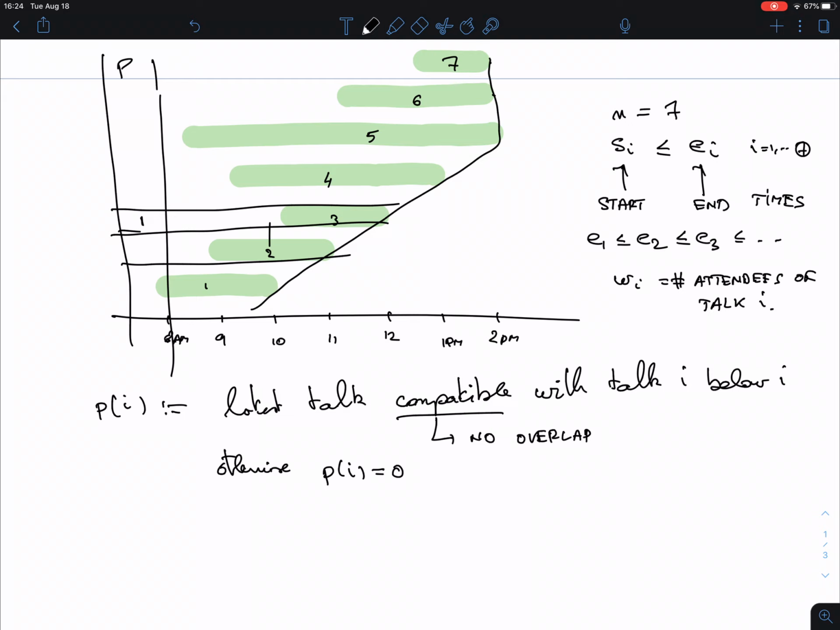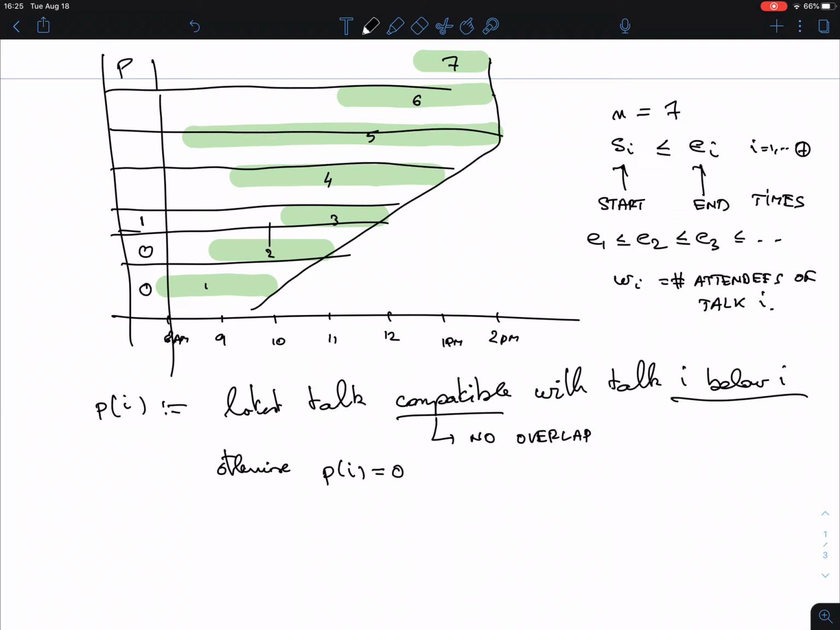So it always has to be lower. Of course, 7 is compatible, but we don't take that. It's only talks below i. So we're looking for a talk below 2 that is compatible. There is none, so this would be 0. And of course, the same here for 1 because there are no talks yet. Okay, let's see, what is it for 4? Try now, stop the video for yourself and try to figure out what these values are. Okay, but I'm going to go on.